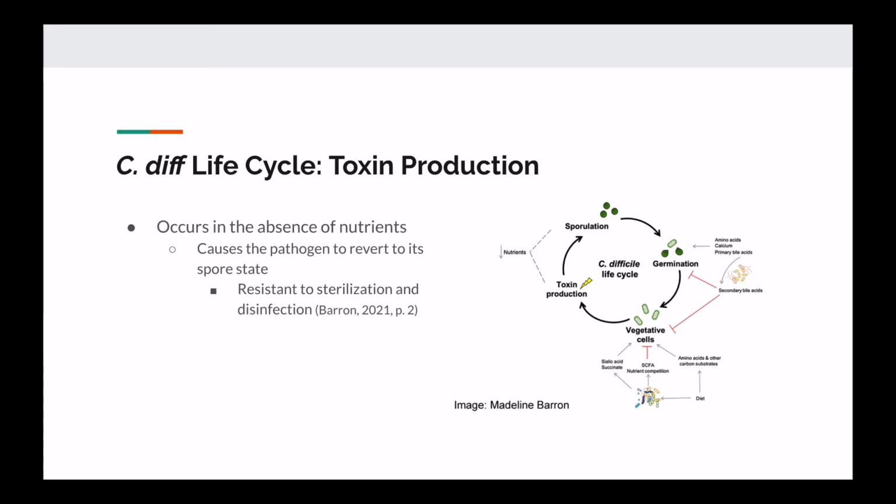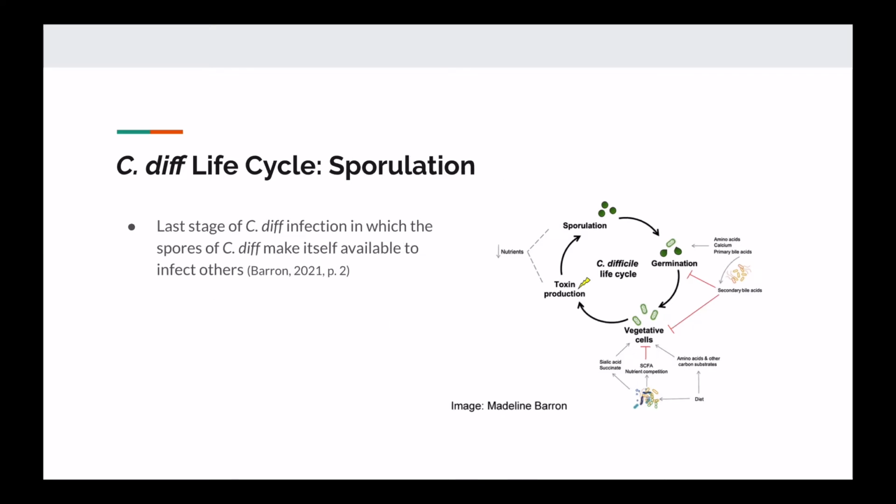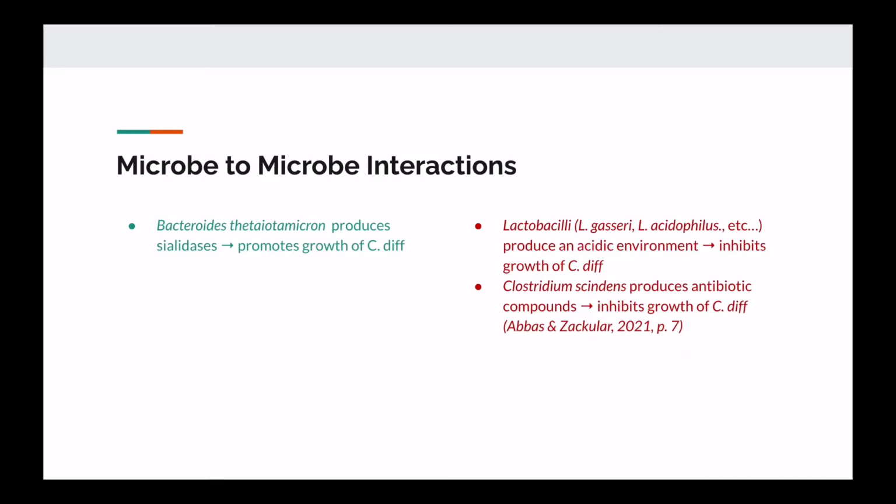The third stage is called toxin production, which occurs in the absence of nutrients, which causes C. diff to revert to its spore state, which sets it up for its final stage, called sporulation, in which it expels itself and waits for its next available victim.